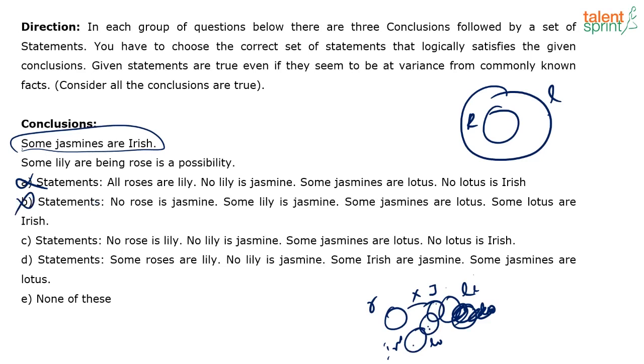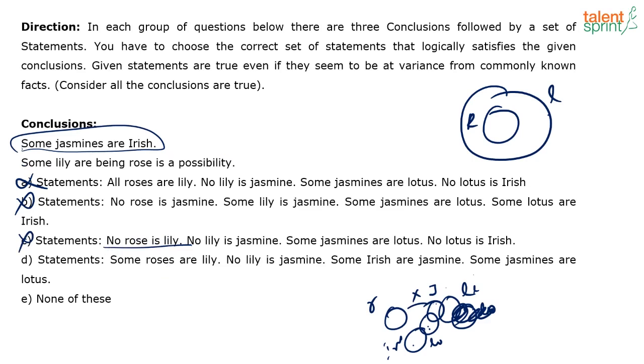Let us look at the third statement. Now again, in the third statement, what are they saying? No rose is lily is there. And what is the conclusion saying? Some lily being rose is a possibility. Can you arrive at this conclusion when you already know this? No. So that is also, you can eliminate that also.